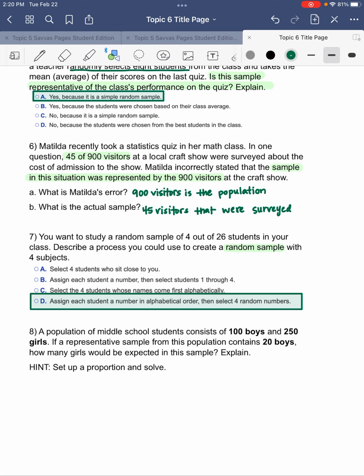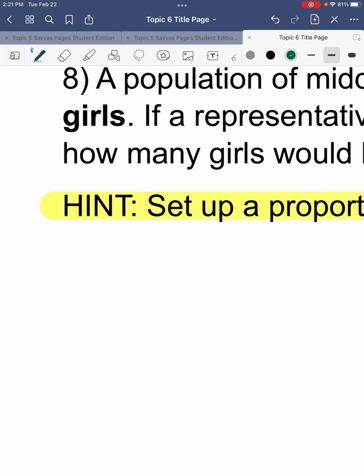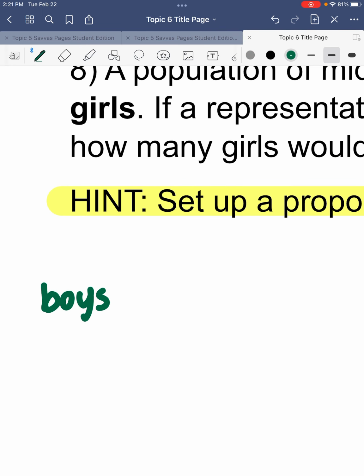A population of middle school students consists of 100 boys and 250 girls. If a representative sample from this population contains 20 boys, how many girls would be expected to be in the sample? Explain. And I gave you a hint. And in that hint, I said, sorry y'all, this wasp is bothering me. Set up a proportion and solve. Okay, so I'm going to set up a proportion. And I'm going to say it's going to be boys to girls. So boys go on top and girls are here. So I'm setting up my ratio in fraction form.